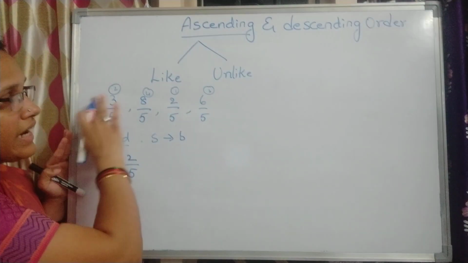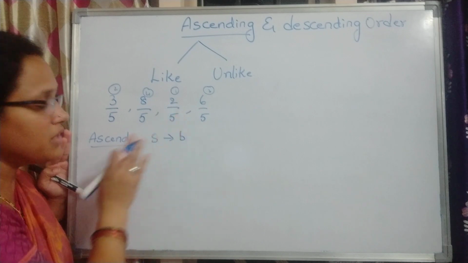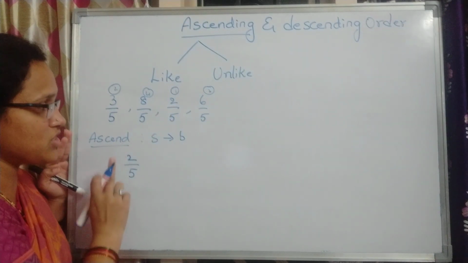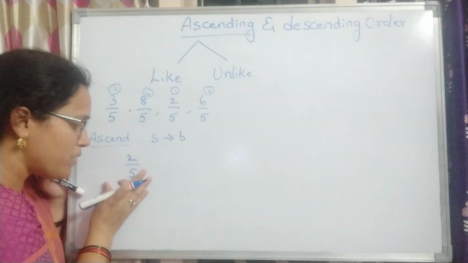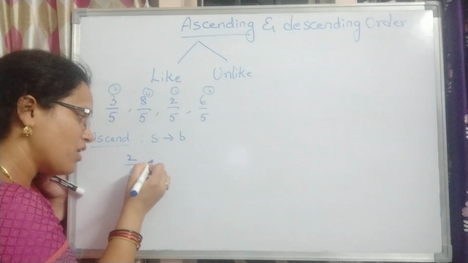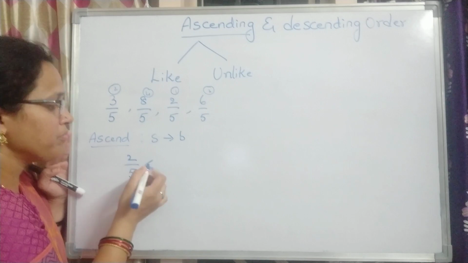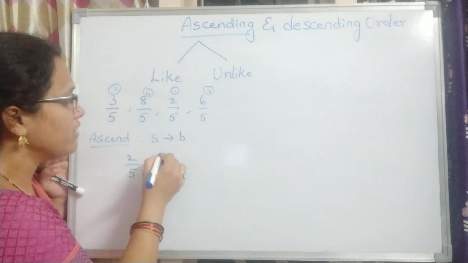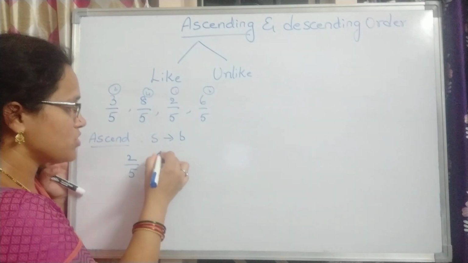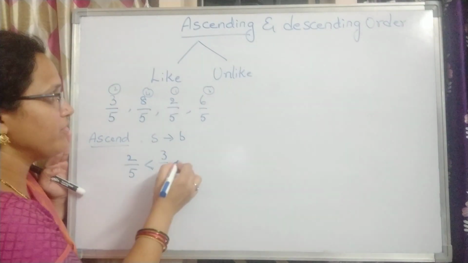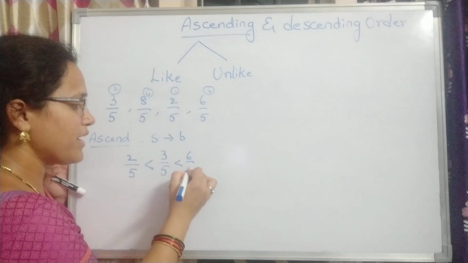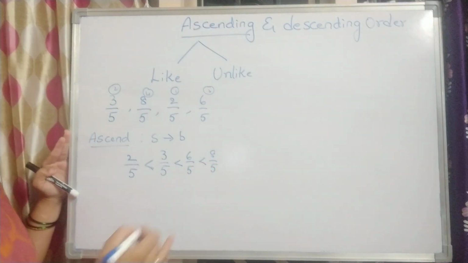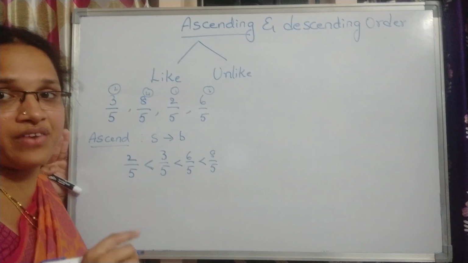Okay. So after writing with the pencil, after confirming them, then we start writing this. So 2 by 5, this is the first one because it is the smallest one. So 2 by 5 is less than. Why are we writing the less than symbol? Because we are writing from small to big. Less than 3 by 5, less than 6 by 5, less than 8 by 5. So this is the way how you write the ascending order for like fractions.